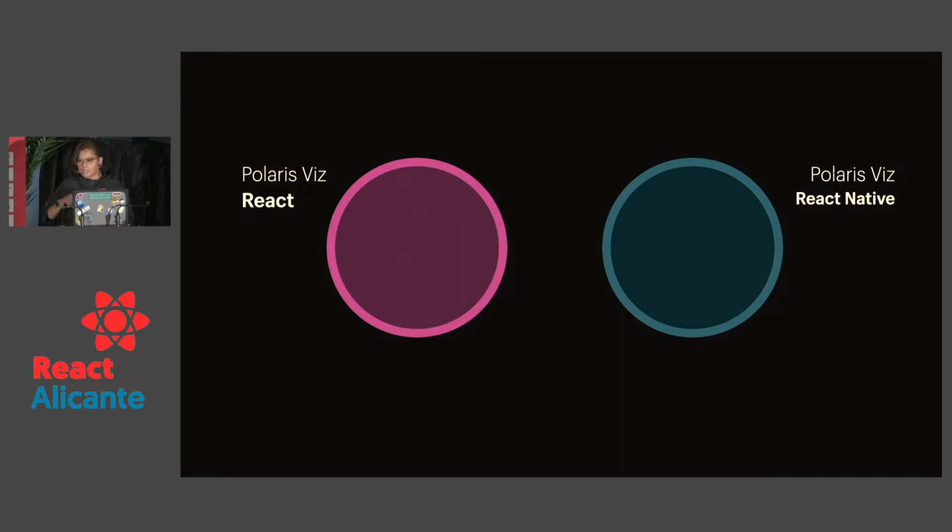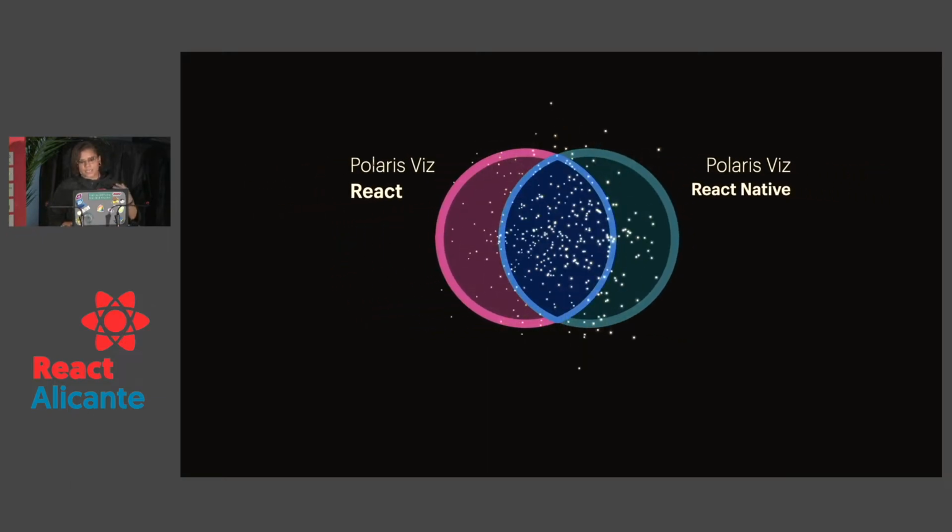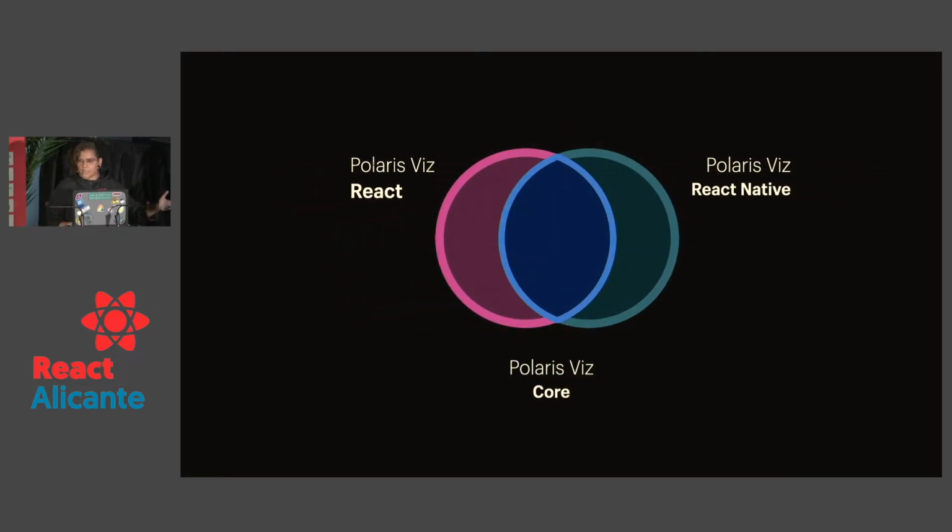So if we just created a new library and called it, you know, PolarisVis native, it would be a lot of work to get that library to where the web version of the library was at that point in time. So what if instead we could extract everything that was platform agnostic into a third library, call it PolarisVis Core, for example, and then have the web version and the native version consume the platform agnostic code from core?